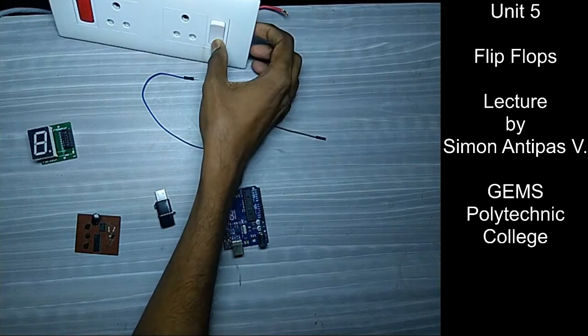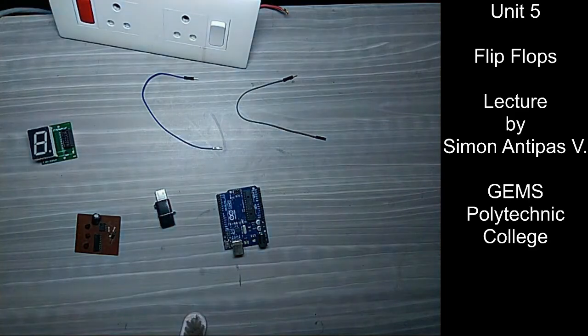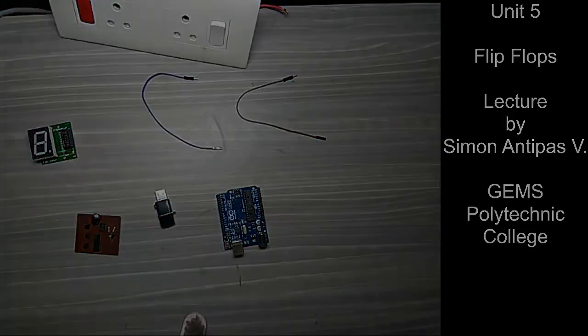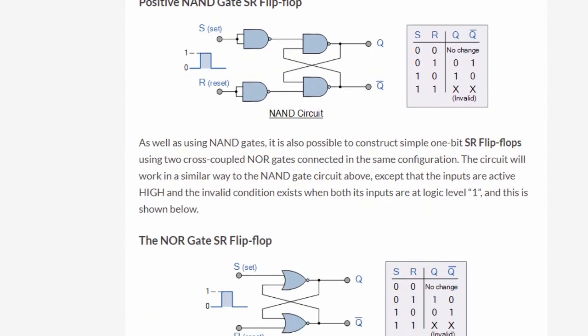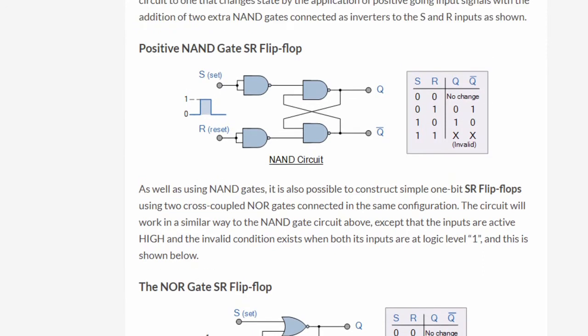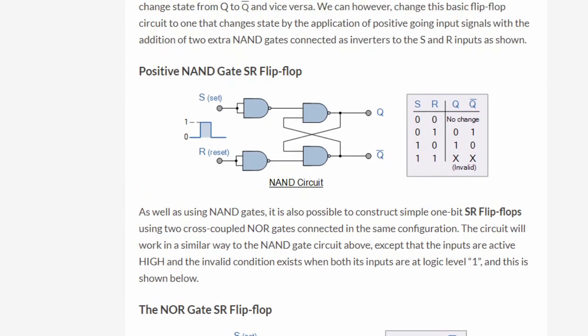So how is this happening? I have two outputs: the flipped output Q dash and my output Q. These are considered the state outputs of the flip-flop. Now this is how it can be realized using gates. This is one such flip-flop, called the SR flip-flop.